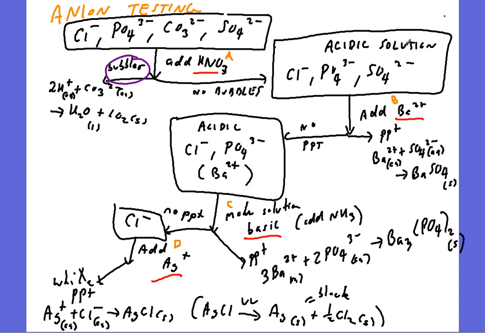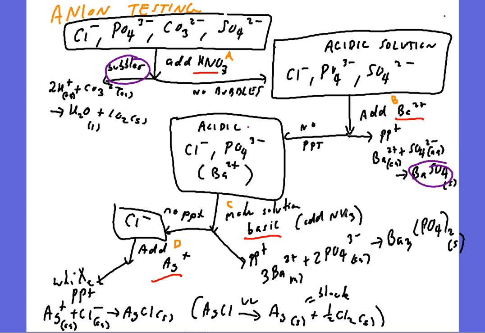The next thing we're going to do, we've got an acidic solution now. It may have chloride, phosphate or sulfate in it. If we add barium and we get a white precipitate, that must have been barium sulfate. Phosphate and sulfate will both want to precipitate with barium, but phosphate can't precipitate in the acidic solution. So the only one that could precipitate with barium in this situation is the sulfate. But now we've got an acidic solution which does contain barium ions, and it could contain chloride or phosphate.